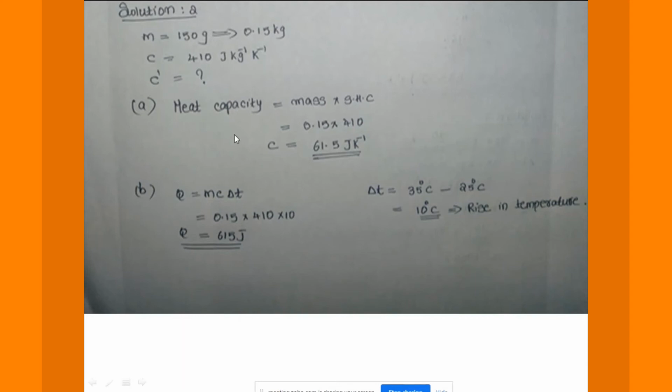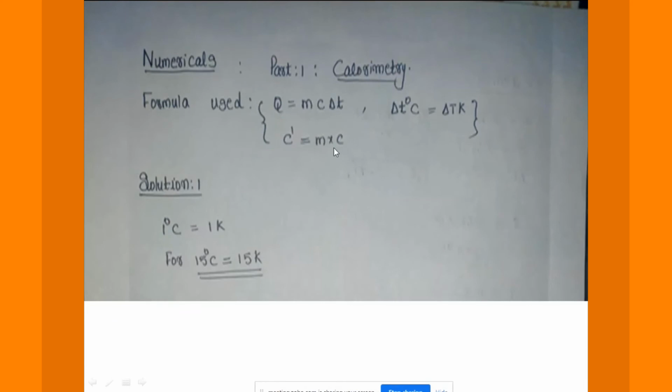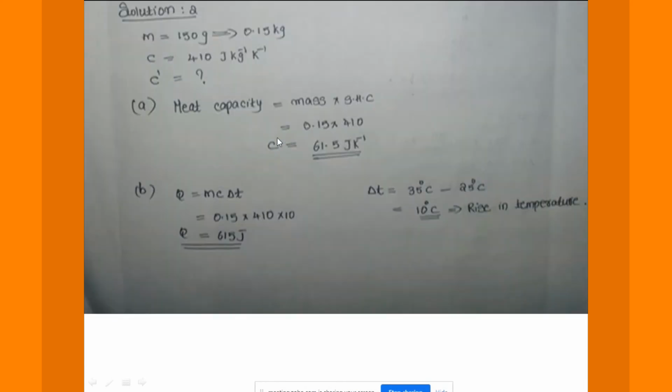Directly you can use this equation here, right? You are using that here. So you will get heat capacity equals mass into specific heat capacity. So direct substitution, you will get the value of heat capacity, that is 61.5 joule per Kelvin. You got the answer here.